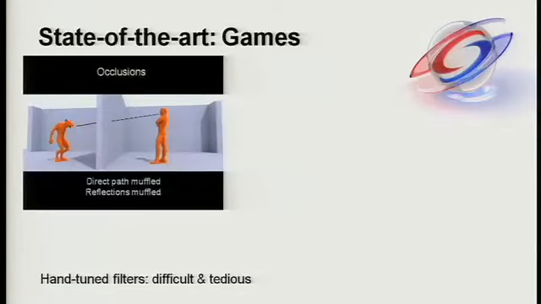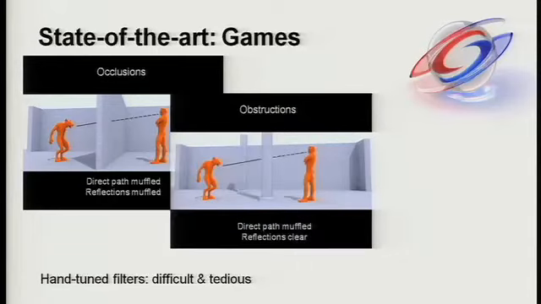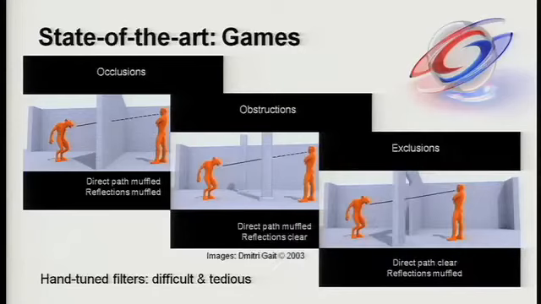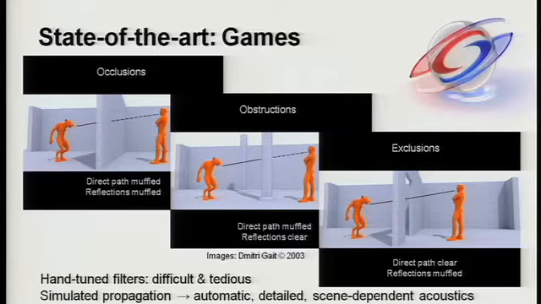So artists use a rough classification of events that might happen in real time, like occlusion, obstructions, and exclusion. And to handle all these things in a fashion which takes care of all possibilities in real time is difficult. What simulated propagation can do is do all this automatically and give detailed, realistic acoustics, which depends on the scene and where the source and listener are in the scene.